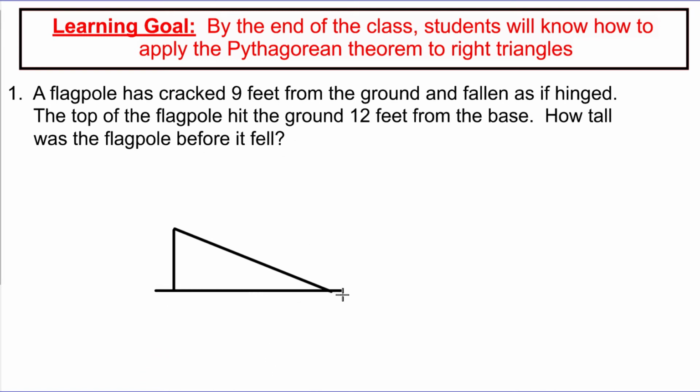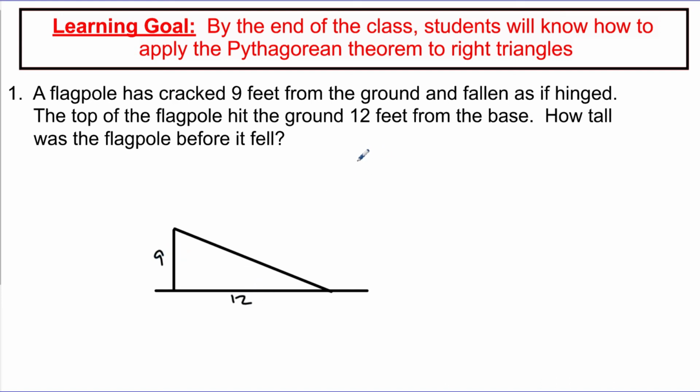So if you notice, here's our nice right triangle that we want to see. We're assuming that the flagpole's standing straight up, okay? So they're saying 9 feet from the ground, the flagpole cracked, okay, and it hit the ground 12 feet from the base. The base of something is where it's connected to the ground, right? So we're going to say from the base of the flagpole, okay, and if we measure out 12 feet, that's where it hit. So this is 12, okay? And they want to know how long was the flagpole, so we really have to find this little section of the flagpole, and that's going to help us to figure out how tall the entire flagpole was before it fell, right?